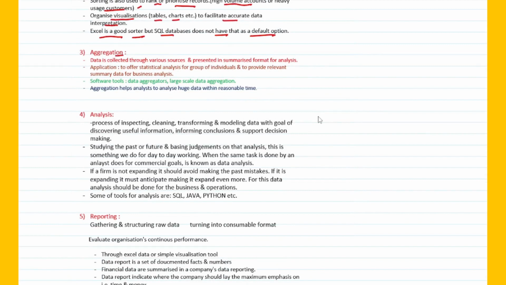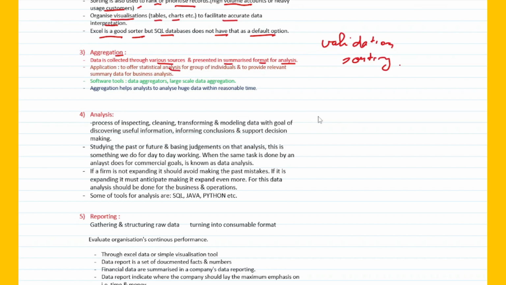Now the next one is we move on to aggregation. So the first one we did was validation. The second one was sorting. And now we talk about aggregation. Aggregation is what? It's basically culmination. It simply means that data is collected through various sources and presented in a summarized format for analysis. So whatever data you have sorted, you then aggregate it so that you can do a proper analysis of all the data together, right?